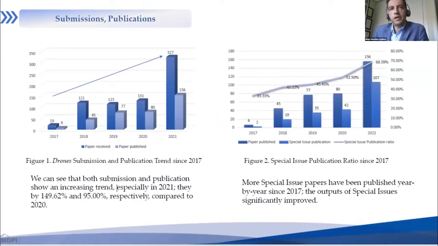So a brief overview of the different, let's say, rates of publication in Drones. It is clear the increase and the improvement of the Drones Journal through the years. So we can see clearly the positive tendency in terms of regular publication on the left, and in the case of special issues on the right.